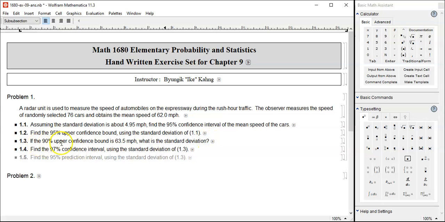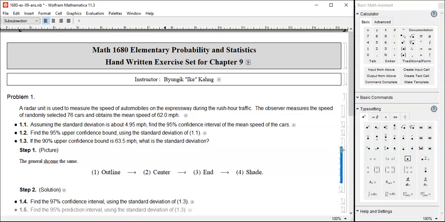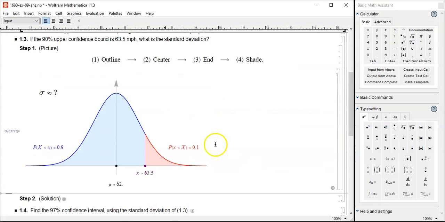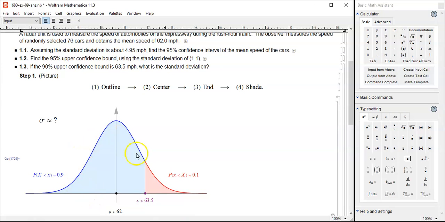And 90% upper confidence bound is 63.5. So we have this kind of initial picture. See, to the right, I have 10%. I have 10% here, and that happens to be 63.5. So that's the initial picture. If you have 2 colors, you can shade blue, red like this, but if you have only 1 color, shade to the right, and that's 10%, 90% there.